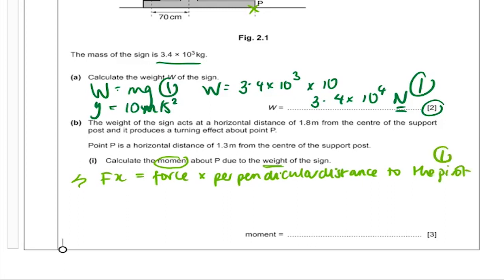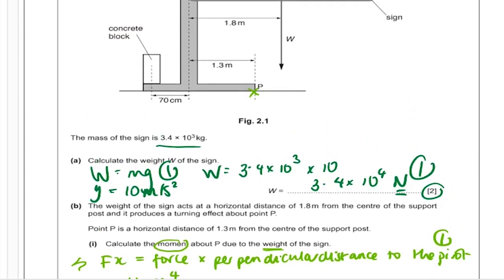So that's worth one mark. Obviously you've already worked out the force, because that is the weight and you got that in part A. You will have got a carried error if you calculated the weight wrong, but not many people did that. So I have 3.4 times 10 to the 4, and then I need to multiply that by the perpendicular distance to the pivot. This is where people went a little bit wrong, so I'm just going to scroll back up.